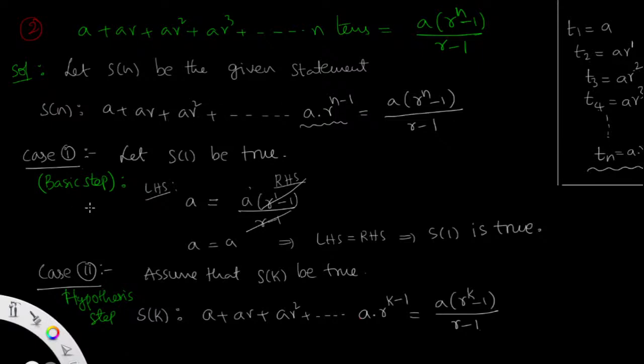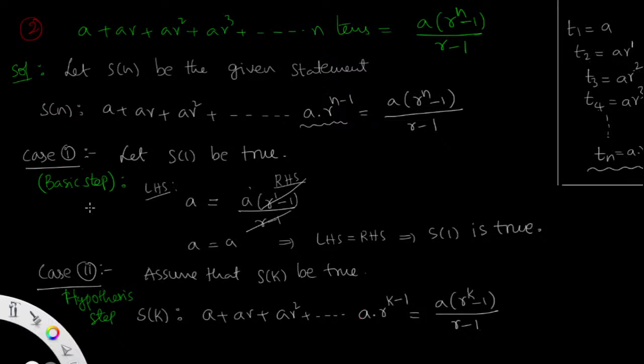So the first basic step is S of 1 be true. We have to check it. In the place of n, put 1, in both LHS and RHS. LHS is equal to a, and then RHS, put n equal to 1 in the RHS: r minus 1 gets canceled. In the place of n you write 1, that is why a into r power 1 minus 1 by r minus 1, and r minus 1 cancels out. Therefore LHS equals RHS, S of 1 is true.